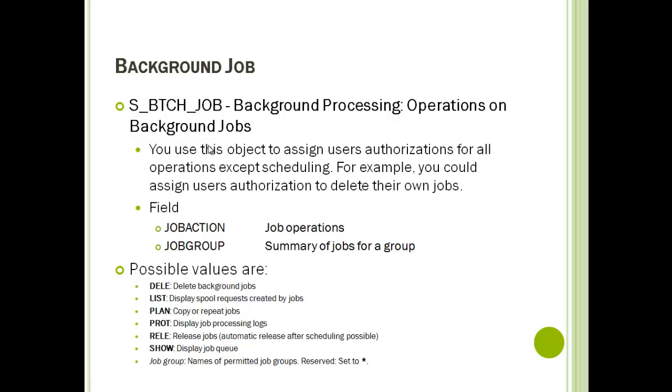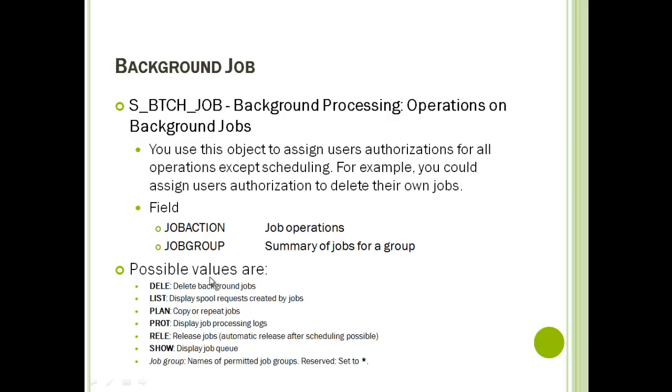S_BTCH_JOB. Using this authorization object, you can assign the user authorization for all operations except scheduling. With this object they cannot schedule, they can do everything except scheduling. For example, you should assign the user authorization to delete their own jobs, so you can assign it here. This has two different fields. The first one is job action and the second one is job group.